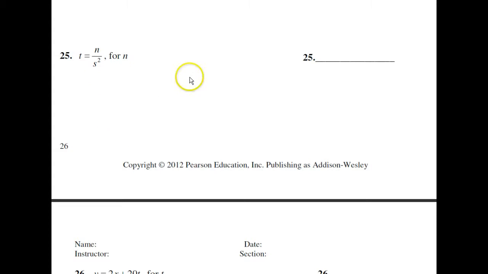Now here we want to solve for N. So in a sense, what we want to do is multiply both sides by S squared. So here the S squareds cancel out, and we're left with N by itself, and this becomes S squared T. Just as if you were to solve for T, you would divide both sides by S squared. So we're just reversing the process.